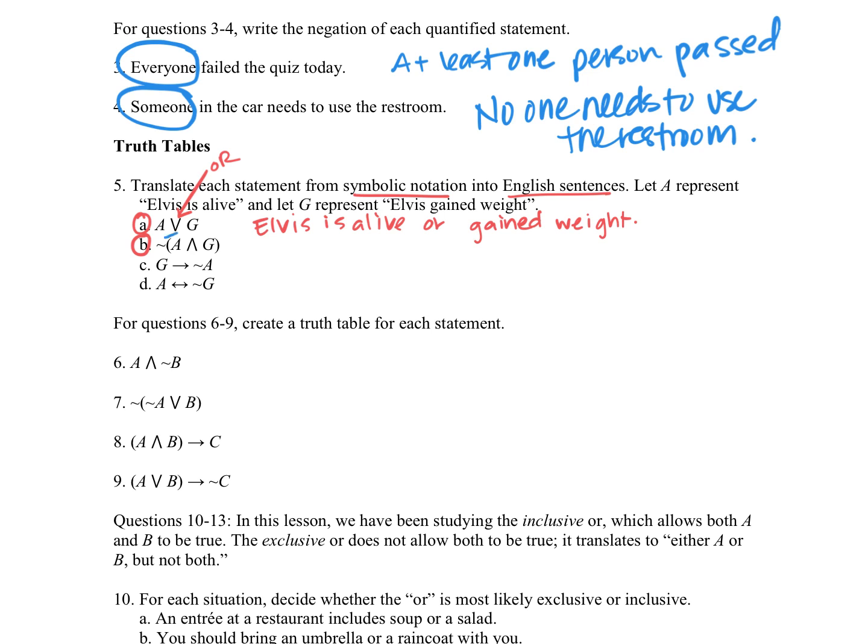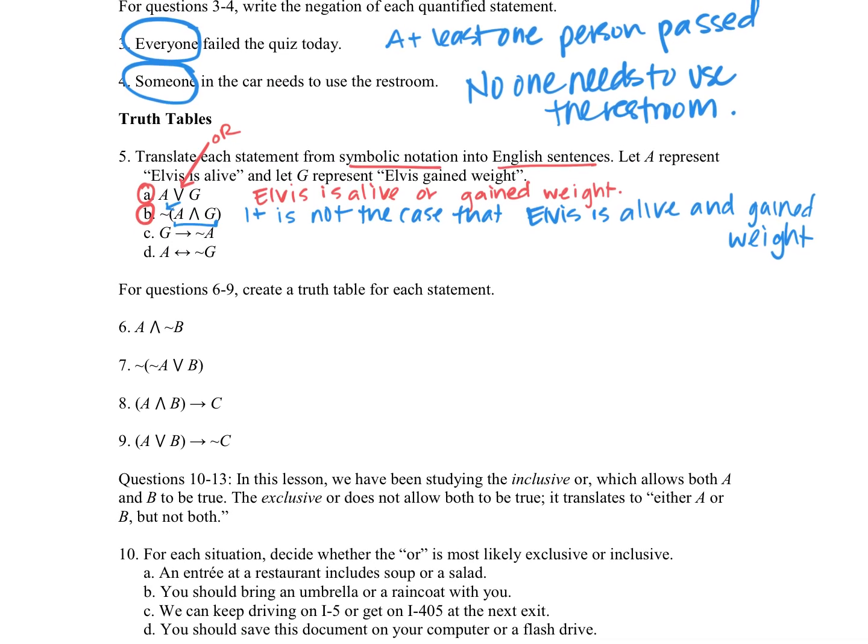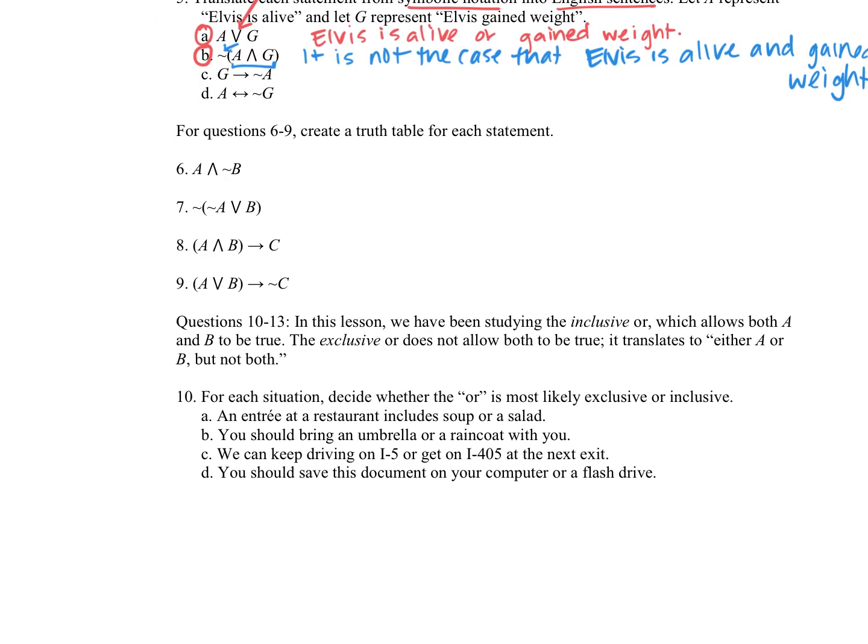For number 2, we're saying the negation at the beginning of this whole and statement. So sometimes the way to say that is using words like it's not the case that, and then what follows would all be together. So I'm going to write it like that. It is not the case that Elvis is alive and gained weight. All right, and we'll come back for those other ones. So again, looking for the conjunction or disjunction.